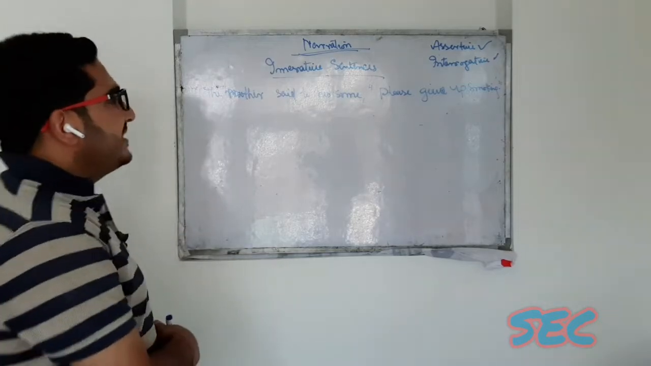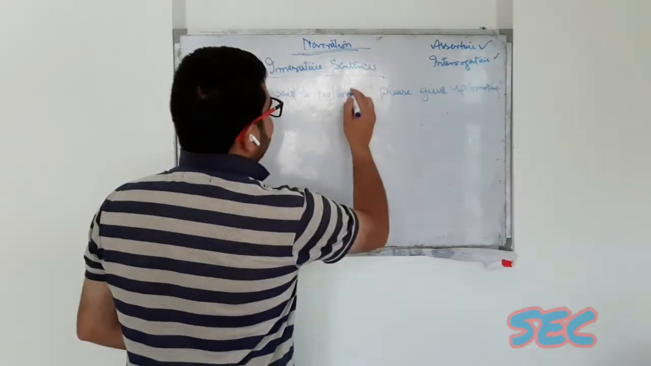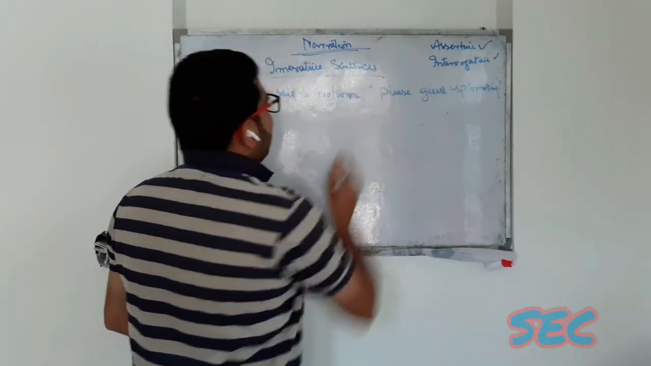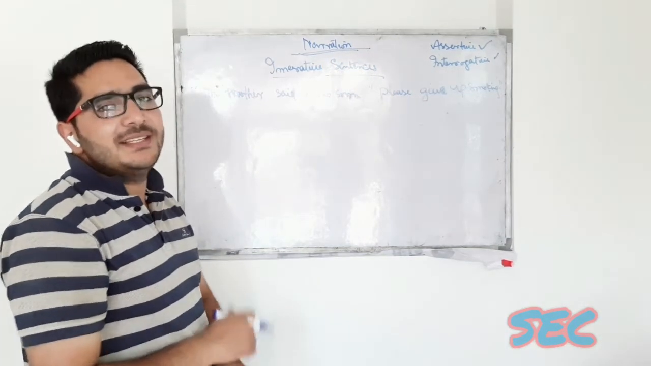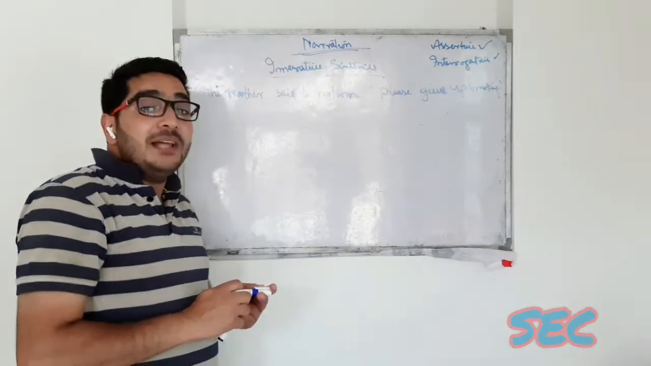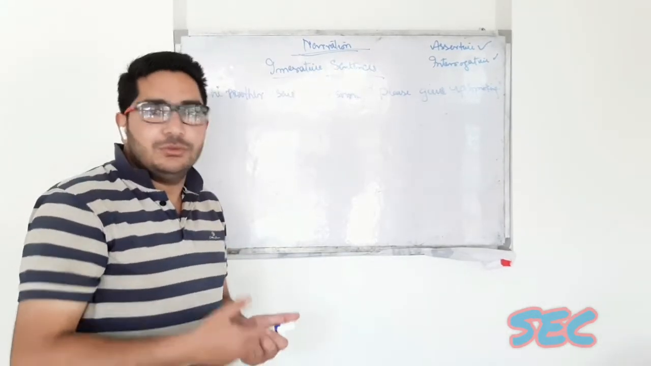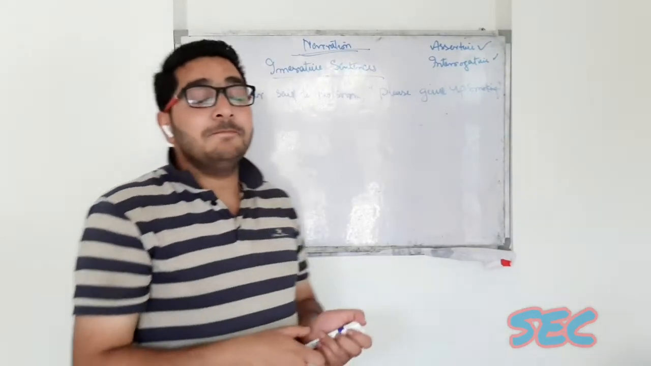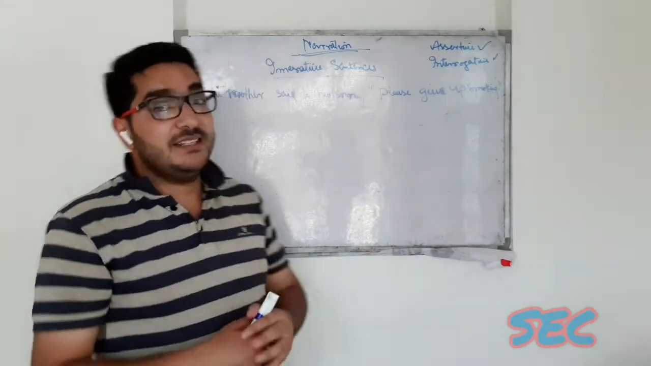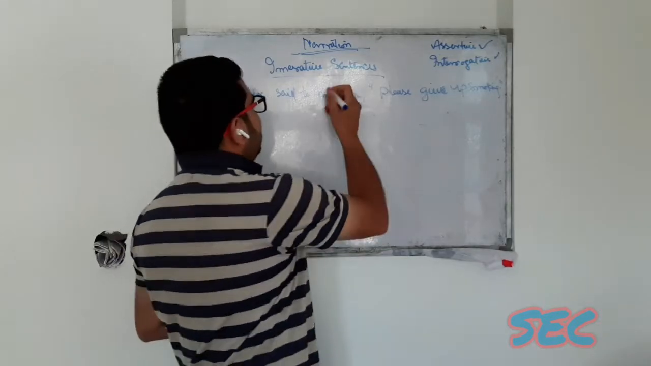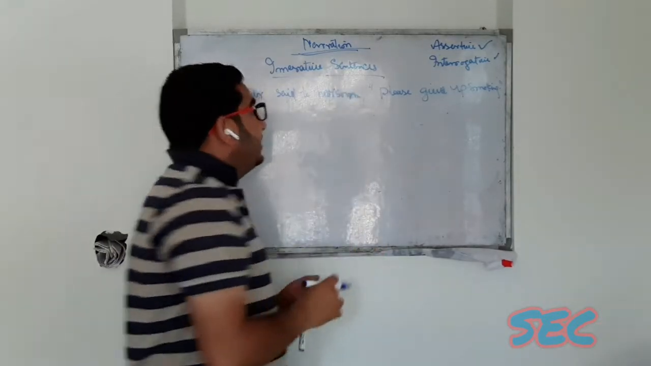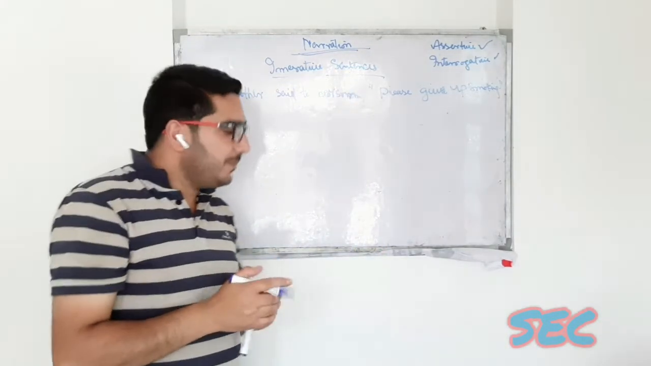The mother said to his son. Okay, sorry, I have written son. The mother said to his son, please give up smoking. So the mother is requesting her son. He must be a naughty son, so that is why the mother is requesting her son. Mother is requesting her son to give up smoking.